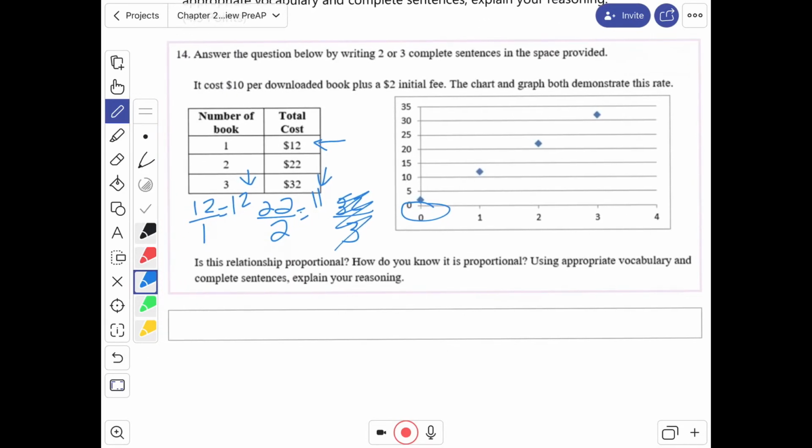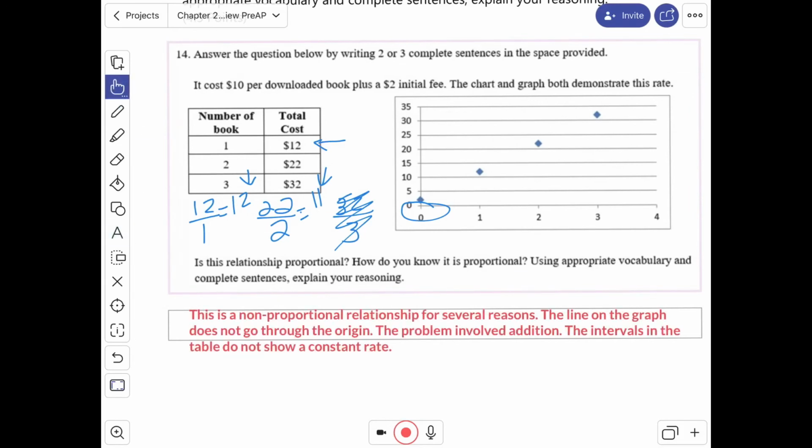So we need to write that in a couple of sentences. This is a non-proportional relationship for several reasons. The line on the graph does not go through the origin. The problem involved addition. The intervals in the table do not show a constant rate.